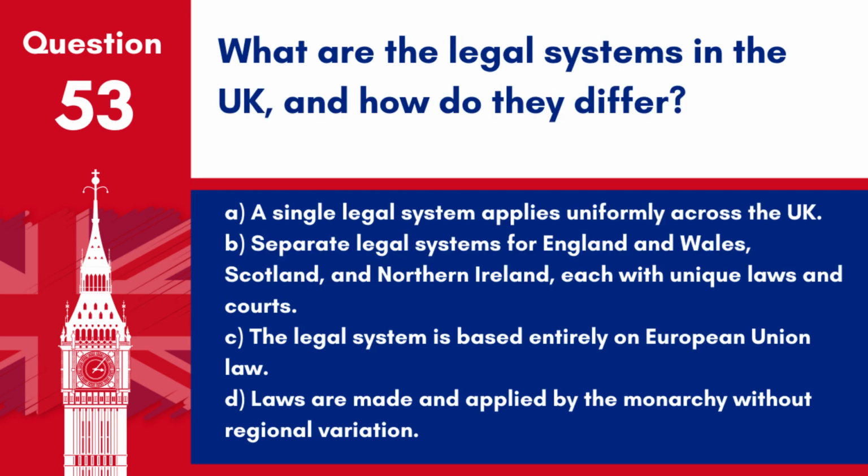Question 53. What are the legal systems in the UK and how do they differ? A. A single legal system applies uniformly across the UK. B. Separate legal systems for England and Wales, Scotland, and Northern Ireland, each with unique laws and courts. C. The legal system is based entirely on European Union law. D. Laws are made and applied by the monarchy without regional variation.